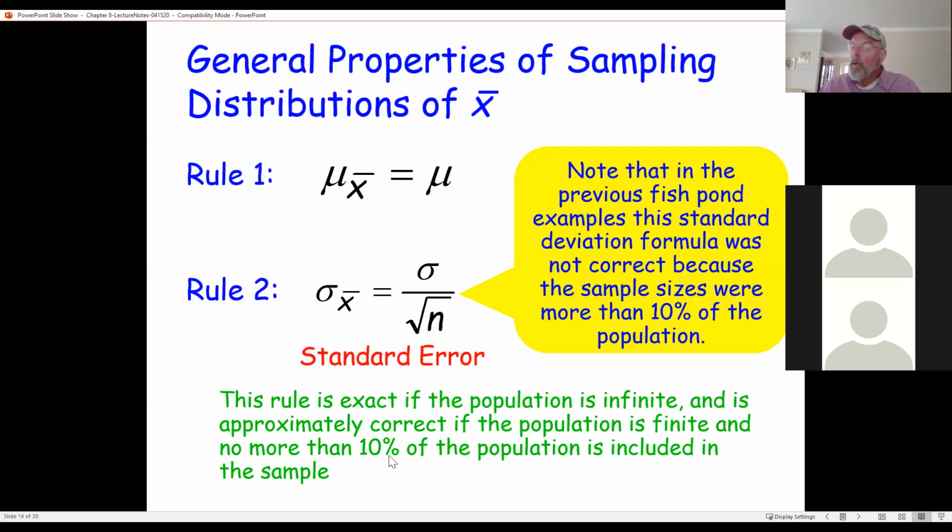Now, while we're thinking about these ideas about the population and the 10% here, we want a large population so that we can have a reasonable sample size. We don't want the sample size so large; it's got to be less than 10% of the population.